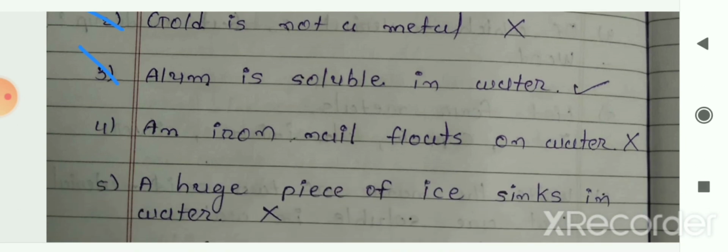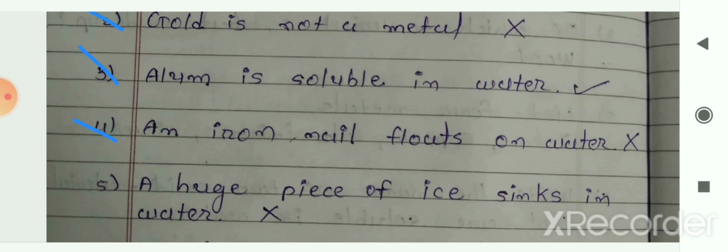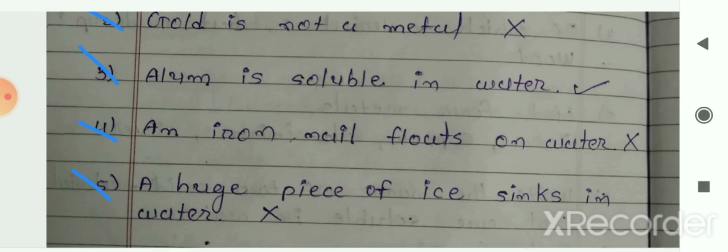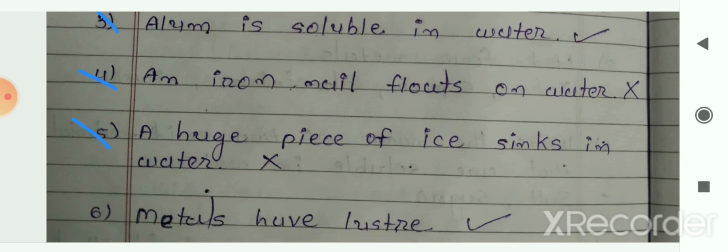Next is, an iron nail floats on water. So the answer is false. It will not float on the water, but it will sink in the water. Next is, a huge piece of ice sinks in water. So the answer is false. Whatever the size of the piece of ice, it will always float on the water. It will not sink in the water.